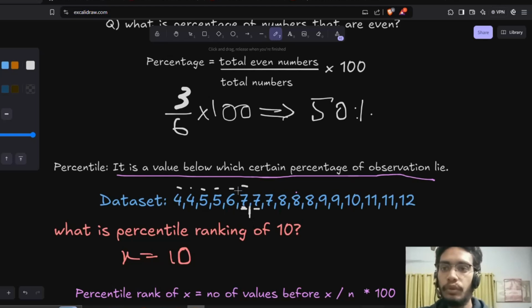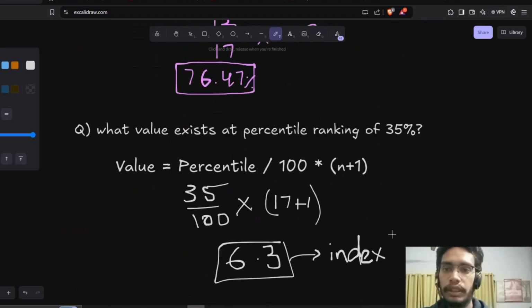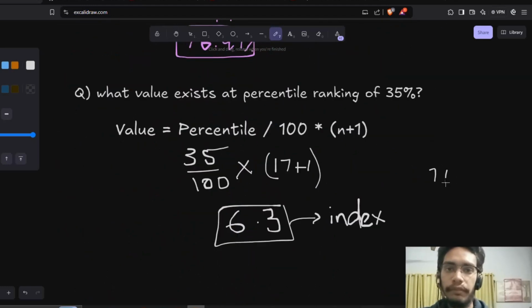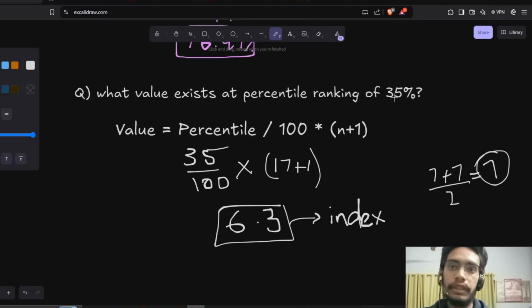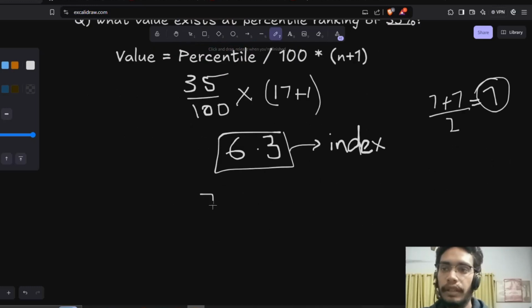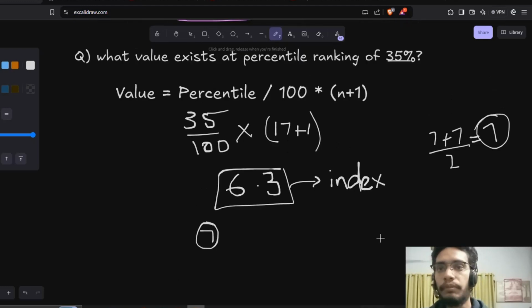So what we have to do is take these two observations and take their average. So this would be 7 plus 7 divided by 2, which is eventually 7, right? So this is the value that we were looking for. Our value that exists at percentile ranking 35 is 7. So this is how you can calculate this percentile value.